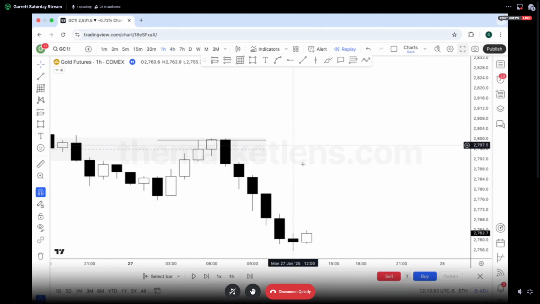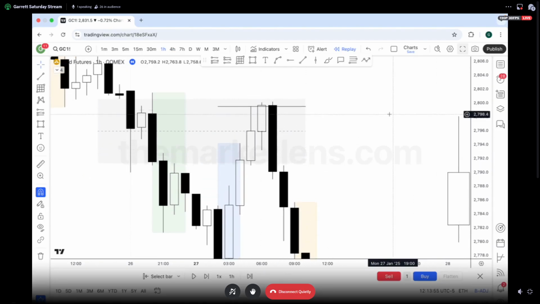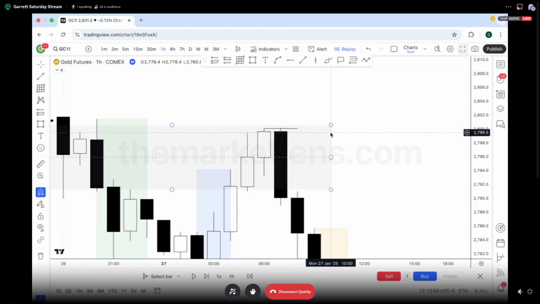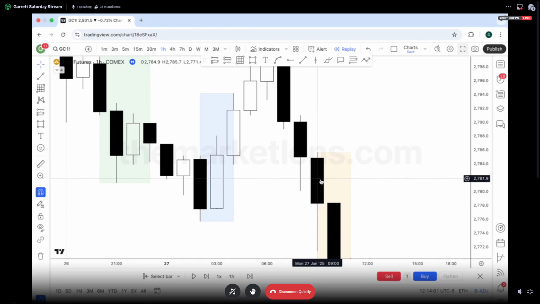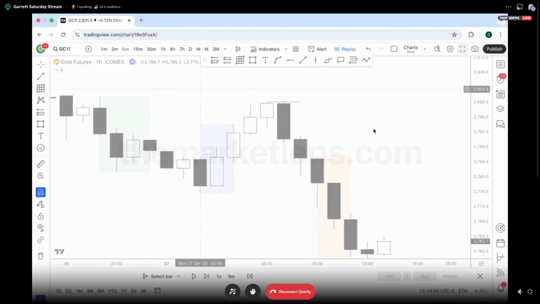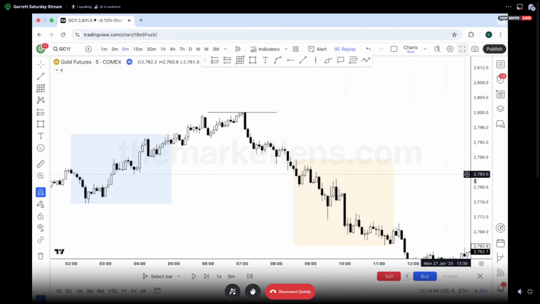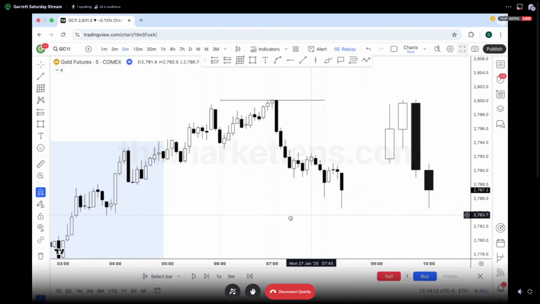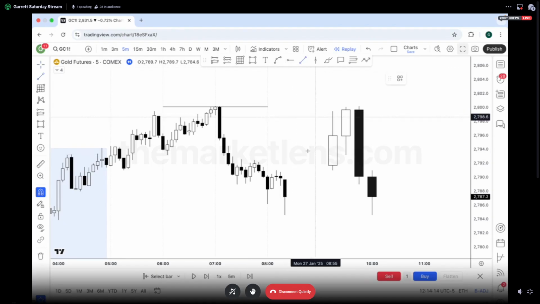So what does the high form from? A fractal model, an hourly fractal model here. So you can look within these candles for an expansion lower. And when you drop lower, what do we see?